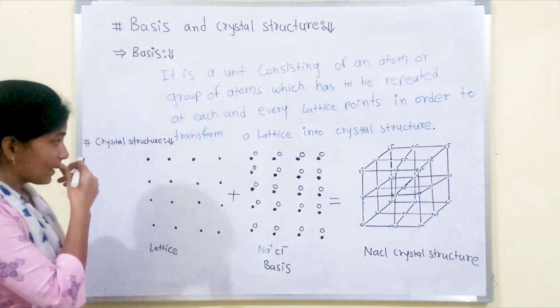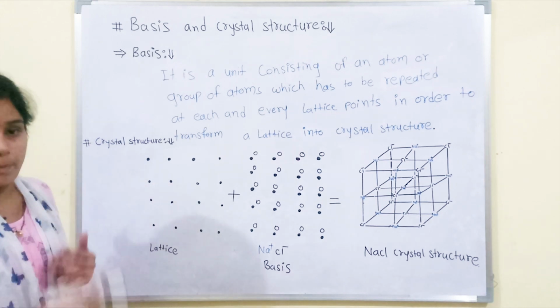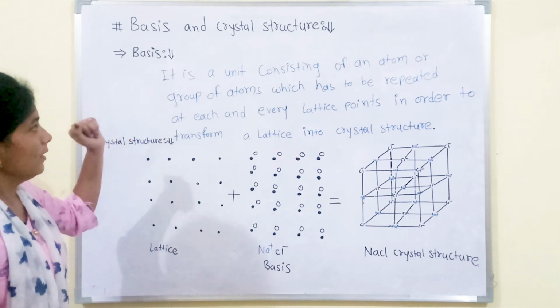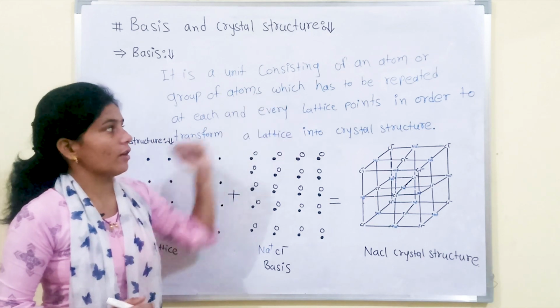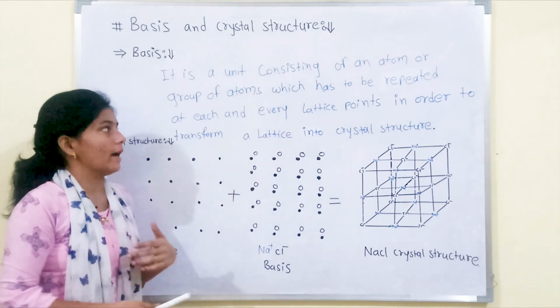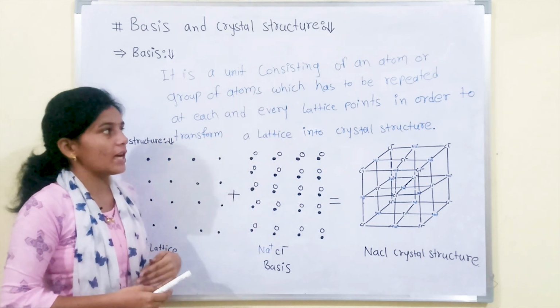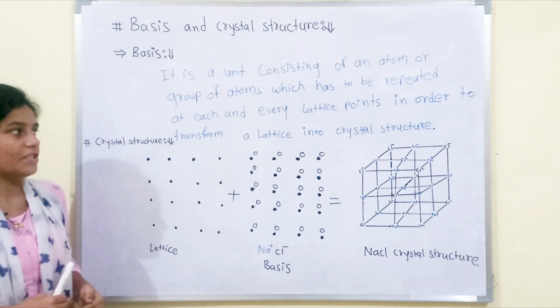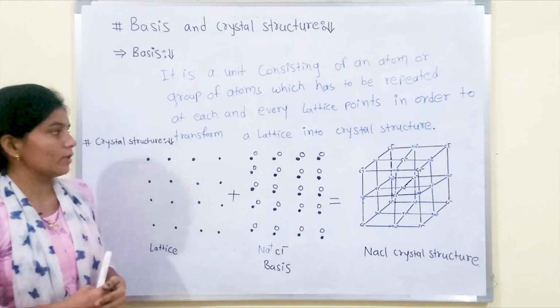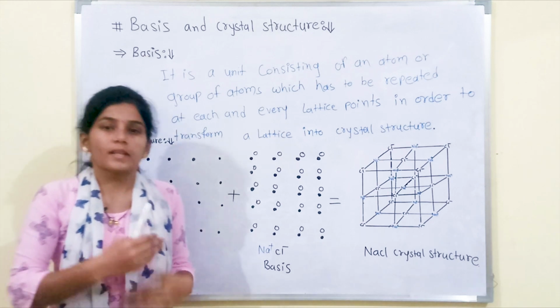Okay, so what is the proper definition of basis? It is a unit consisting of an atom or group of atoms which has to be repeated at each and every lattice point in order to transform a lattice into a crystal structure.